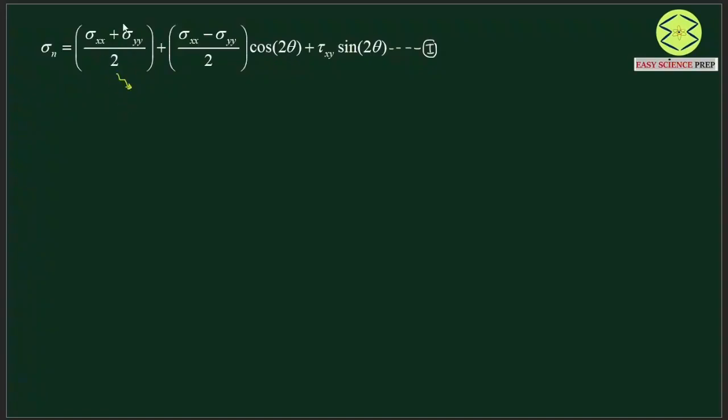We can assume this as a constant value A. Similarly, sigma xx minus sigma yy by 2 is also constant, so we can assume this is another constant value B. And as we have discussed, the shear stress acting on the faces, tau xy, is also fixed. That is called C. So we've got three constants. Let A be sigma xx plus sigma yy by 2, B be sigma xx minus sigma yy by 2, and tau xy, which is a constant, as C.